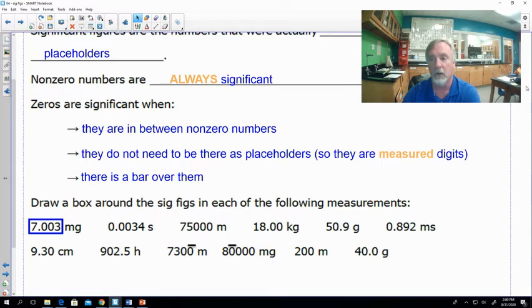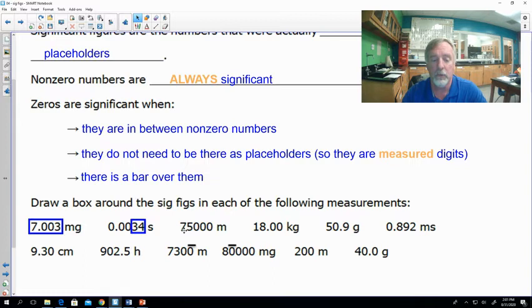Let's try this a slightly different way. There we go. 0.34. So those leading zeros, they're not in between other non-zero numbers, so they're not significant. And they are indeed placeholders, right? We didn't measure that 0.00. That wasn't on our measuring tool, but we had to put those there so we had a decimal point in the right place.